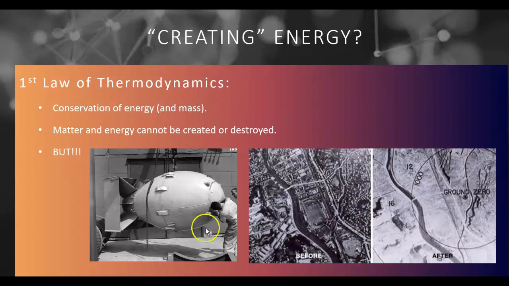So here's an atomic bomb. It's really small, and this is a picture of Nagasaki in Japan before and after it was bombed. You can see there's all kinds of buildings and structures and parks and plants and all kinds of lovely things here. And after this bomb went off, it destroyed everything.